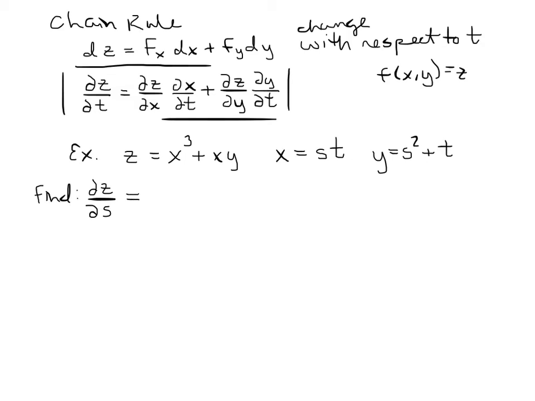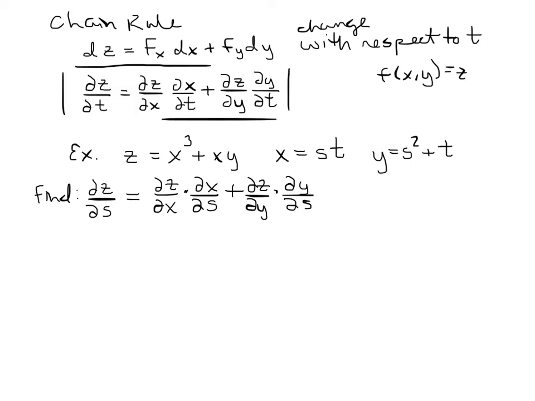So if we do this, we're going to apply this chain rule, but this time instead of our independent variable being t, our independent variable is s. So instead of taking that change with respect to t, we're taking that change overall with respect to s. So we would want to take the partial of z with respect to x and then multiply it by a partial of x with respect to s. And then we would take the partial of z with respect to y and multiply that by a partial of y with respect to s.